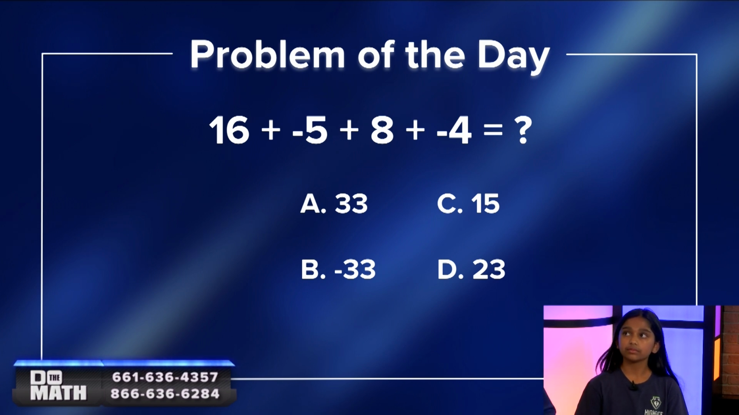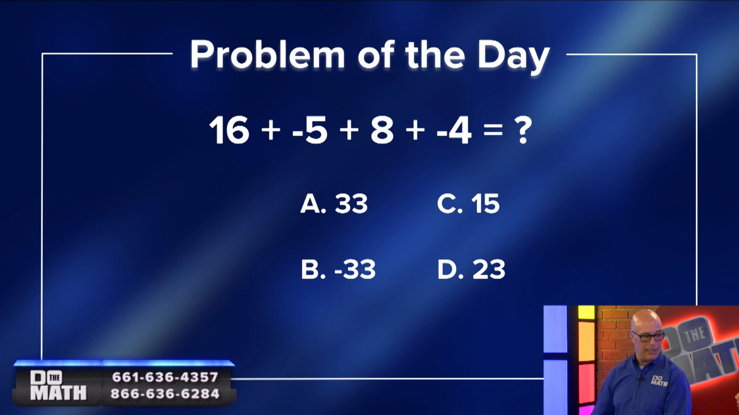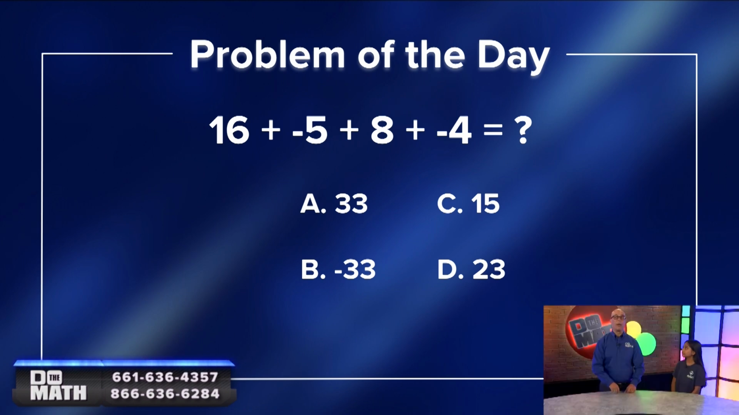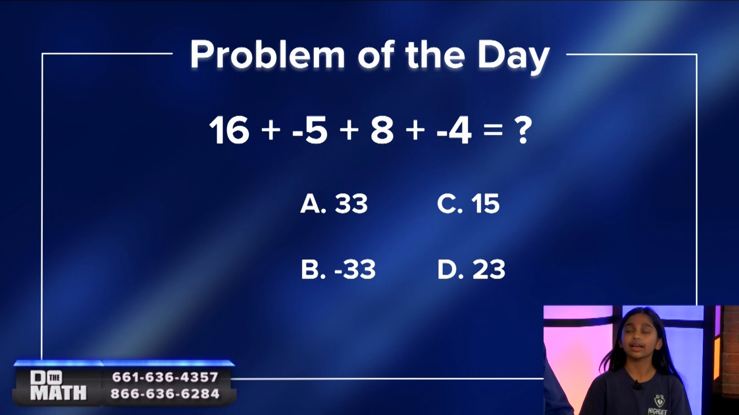Now you said we were at 19, but then you said we're going to add something, but the number went down. Because since it's a negative, the number would go down. Okay. So you think the answer is 15? Yeah. Positive 15. Yeah. All right.